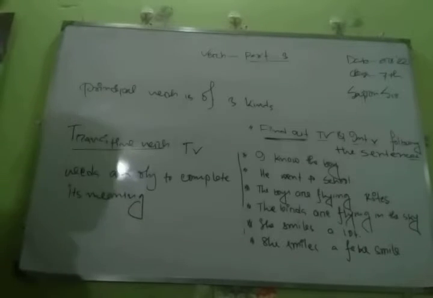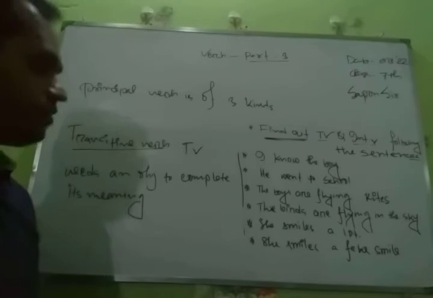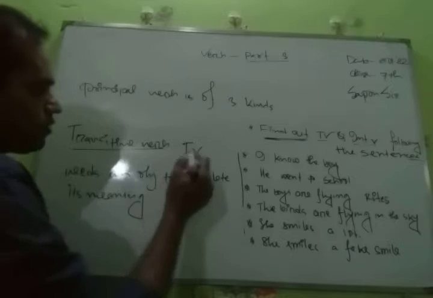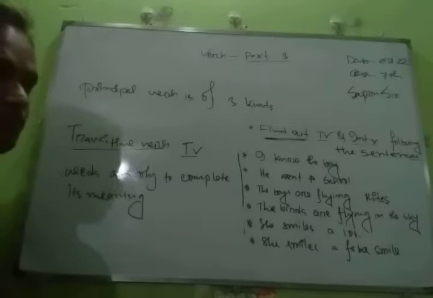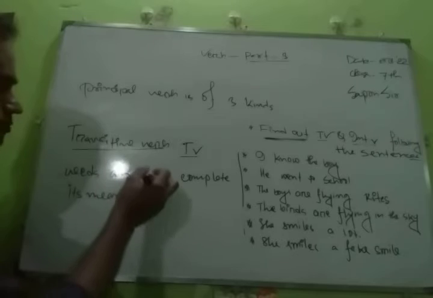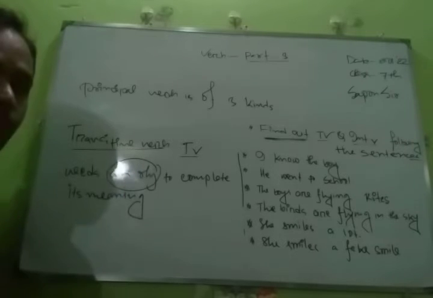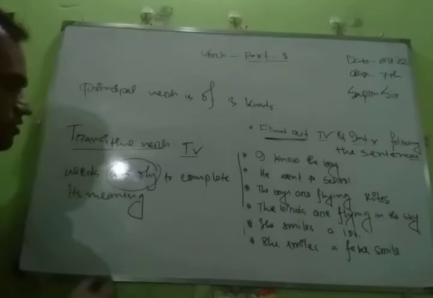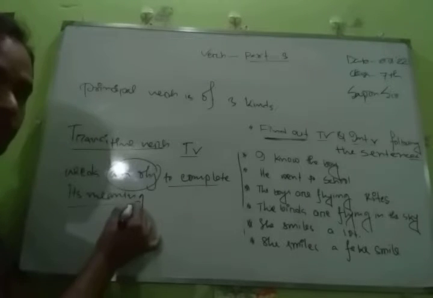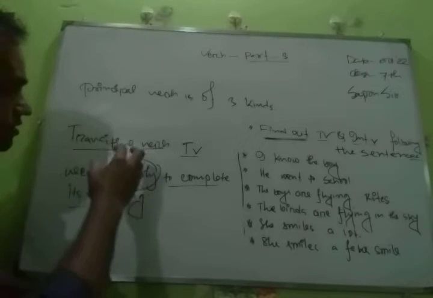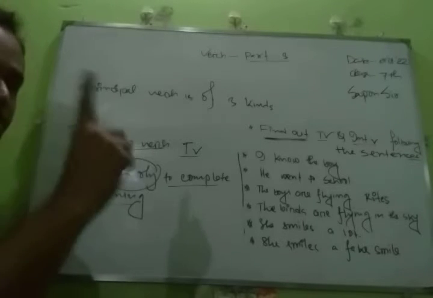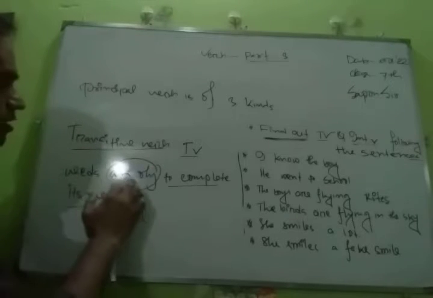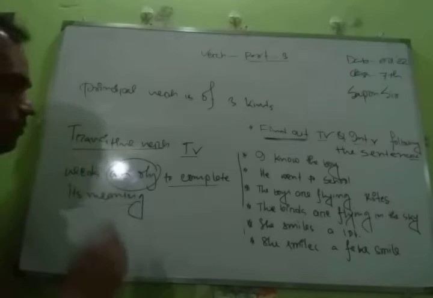Dear learners, listen to me carefully. Transitive verb, in short form TB, needs an object. In the transitive verb, we get an object in the sentence to complete its meaning. Have you understood? Dear learners, in the transitive verb এর মধ্যে আমরা একটা object পাবো. Have you understood? Okay. Transitive verb needs an object to complete its meaning.